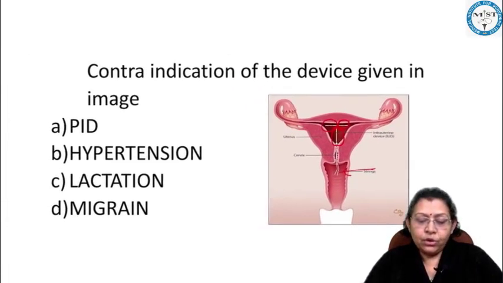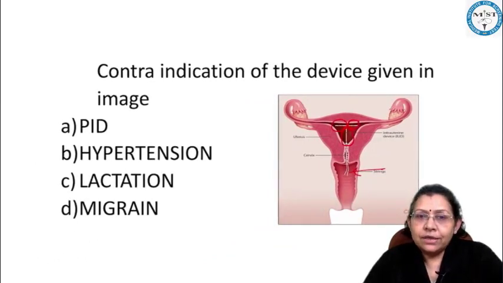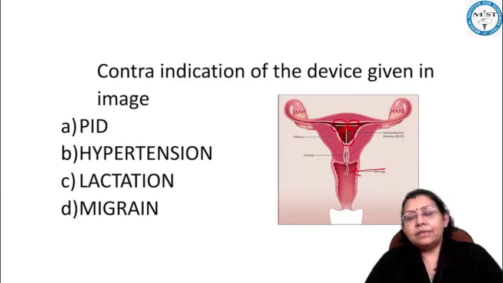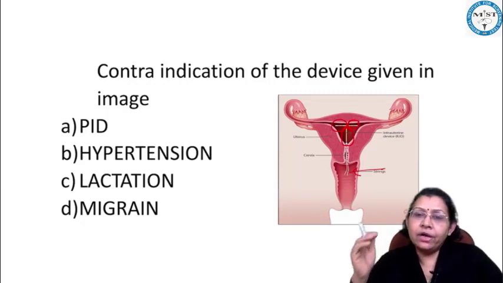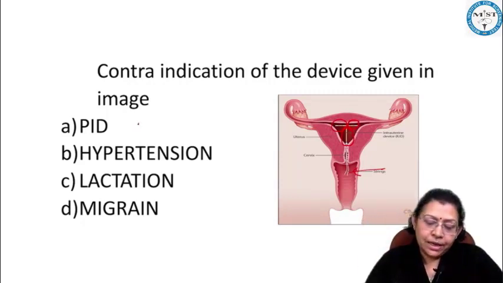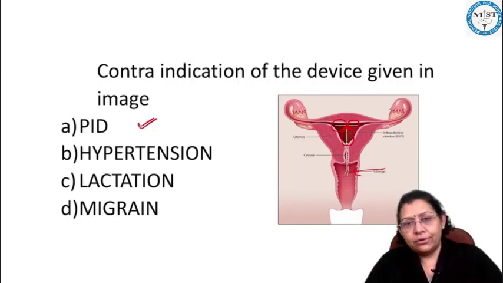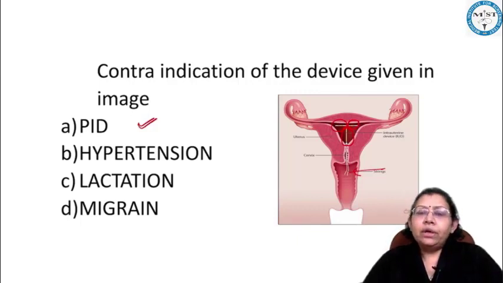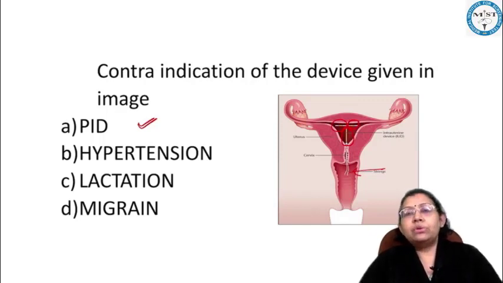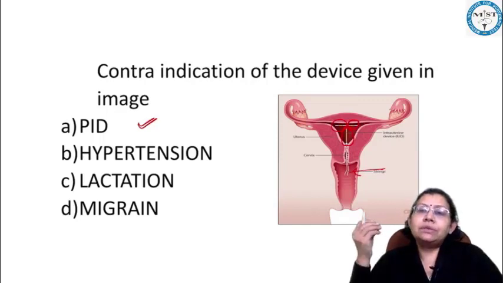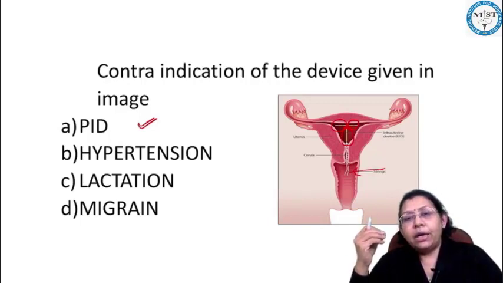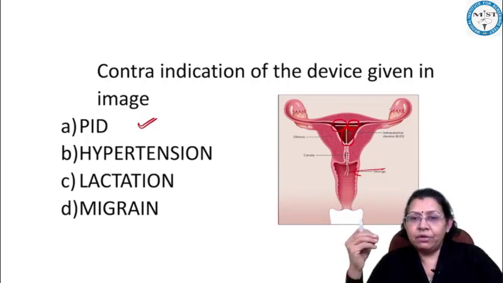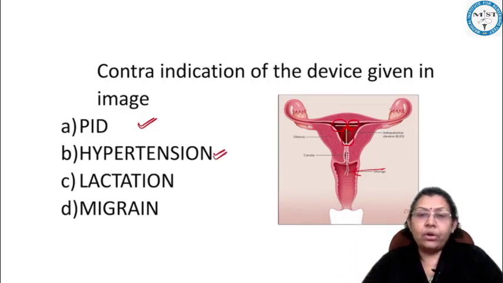Now the question is, what are the contraindications for this device? Now first is PID, pelvic inflammatory disease. Yes, if an infection is present, we are not going to insert any foreign body or any device from externally. So yes, PID is one of the contraindications for putting IUCD. Hypertension. Usually in hypertension, we also avoid putting IUCD because the most common side effect of IUCD is heavy bleeding, and hypertension further precipitates the heavy bleeding. So again, this could be your contraindication.